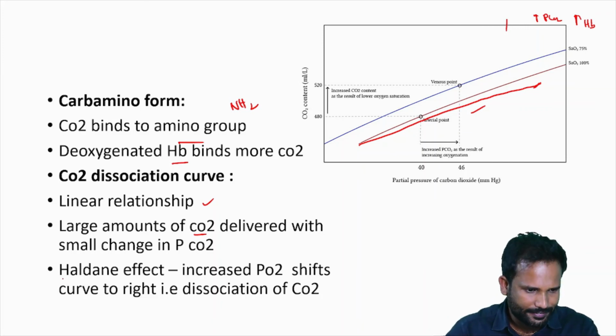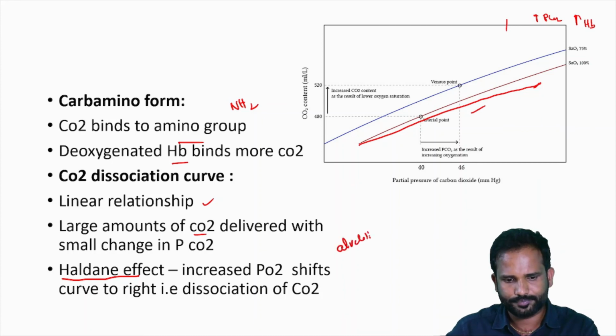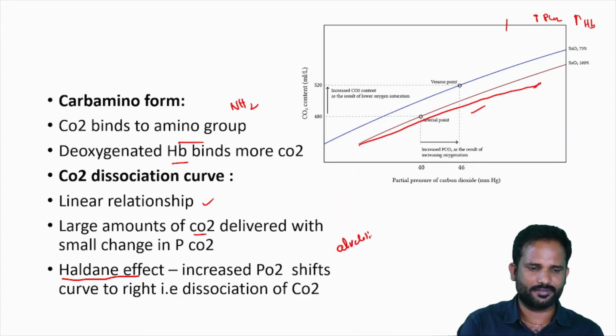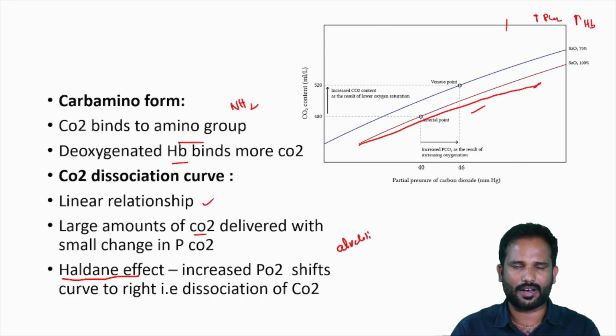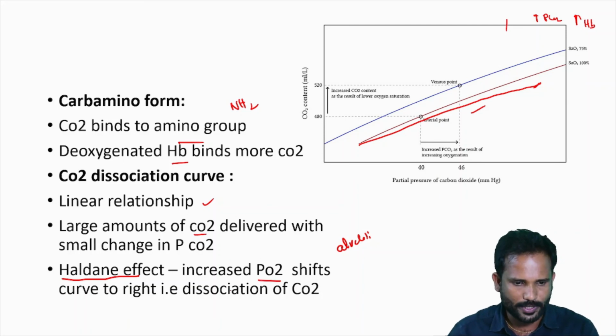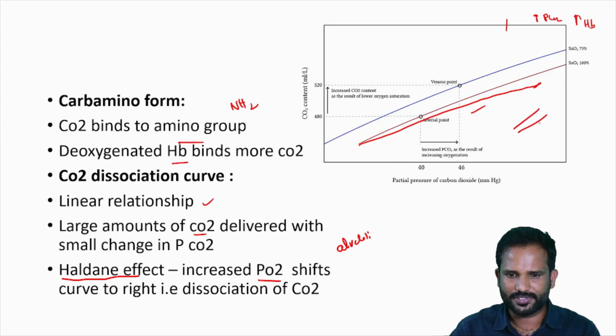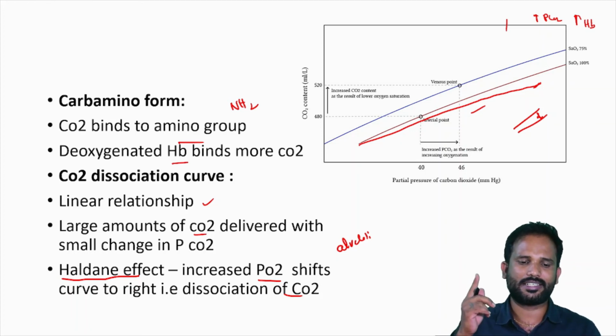And there is an effect called the Haldane effect, which occurs at the alveoli level. More oxygen causes less affinity for carbon dioxide, and carbon dioxide is dissociated. So increased PO2 shifts the carbon dioxide dissociation curve to the right, and that causes dissociation of CO2. We call this the Haldane effect, which occurs at the level of the alveoli.